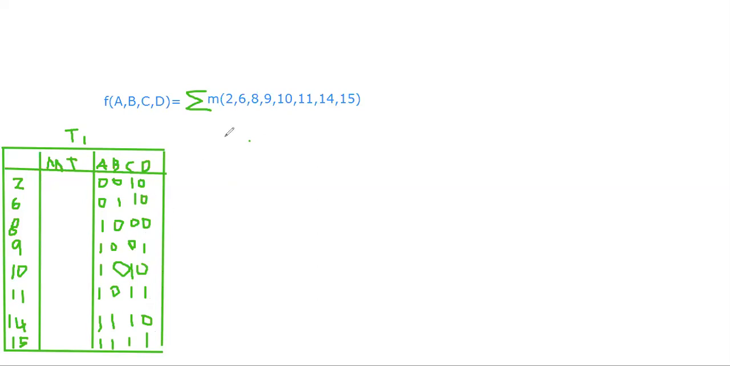So this is the first table where we are taking the equivalent binary number for the given expression, and these are the minterms and these are the corresponding binary numbers. So for now we will prepare table 2.